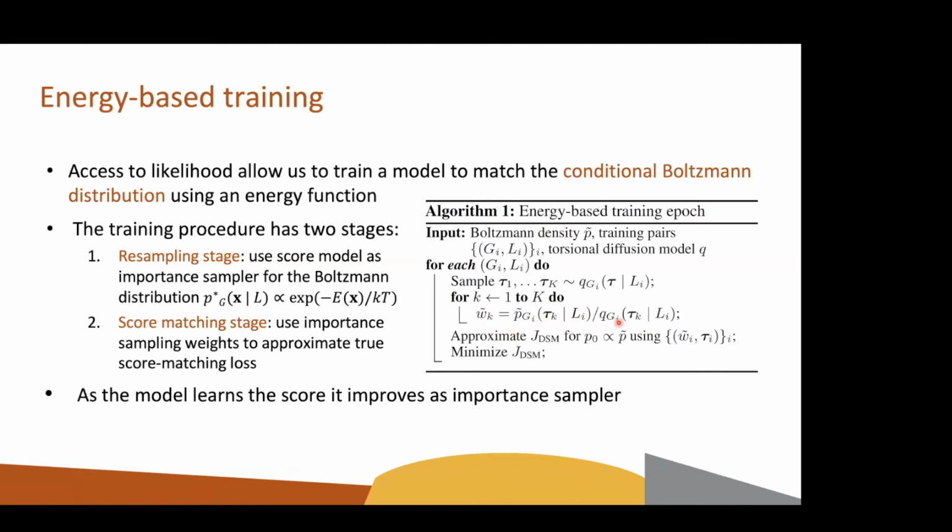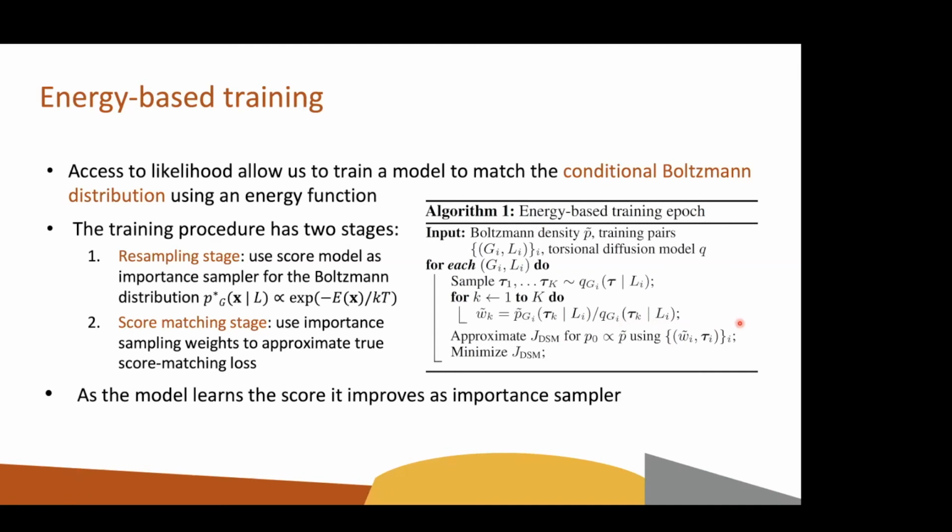The gradient descent and the actual parameter updates happen in the score matching stage, where we use the simulated samples from the Boltzmann distribution with the normal way of training a score model with the score matching loss. And as the training proceeds, and as the model learns the score, it improves as an importance sampler. And the really interesting thing about this, and the key difference with the existing energy-based training methods, is that the model density is not used to update the weights. The model density is only used in the resampling stage in order to reweight the samples that are drawn.